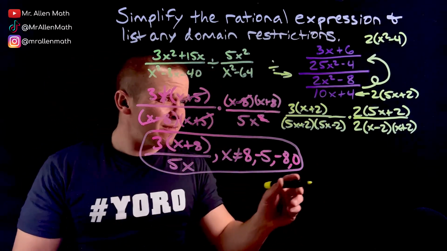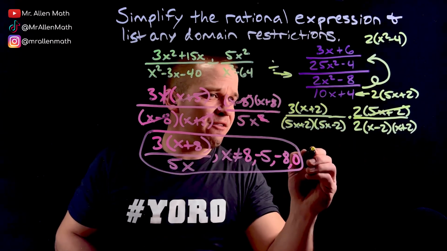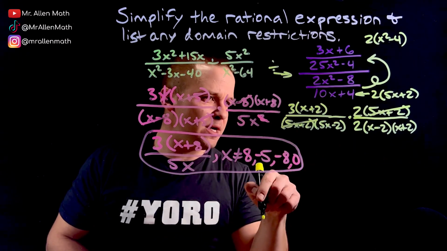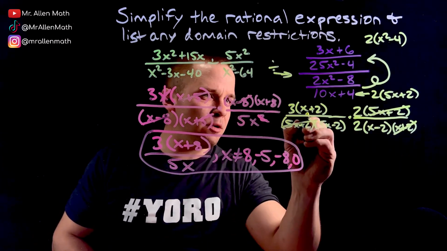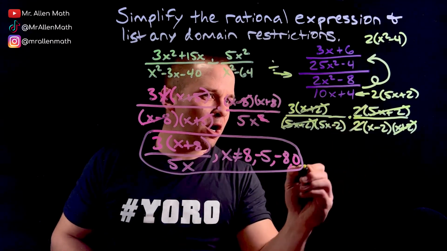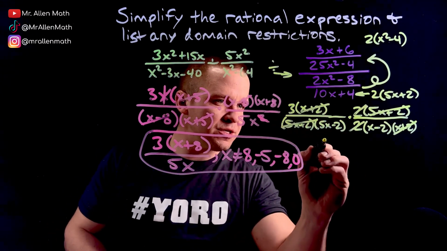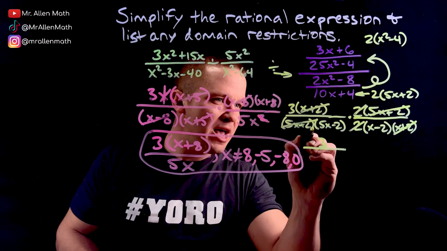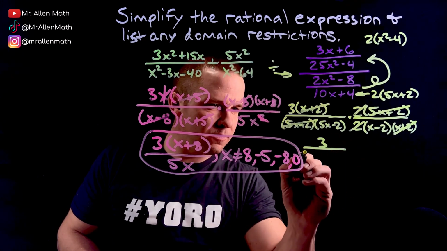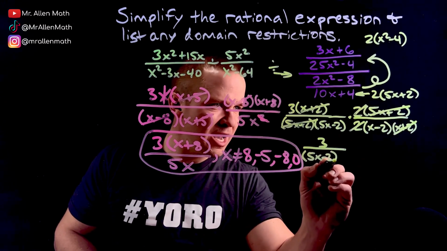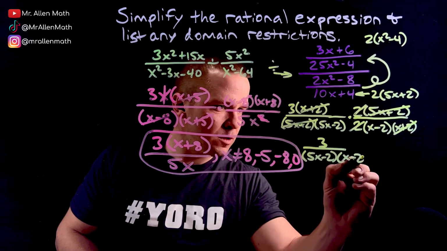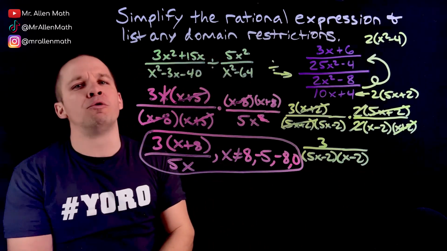All righty, let's do some cancellations. 5x plus 2, 5x plus 2, gonzo. x plus 2, gonzo. The 2s, gonzo. And now my numerator is just 3 divided by 5x minus 2 and x minus 2. Let's extend that fraction a little bit. I need a little more room for my buddies.